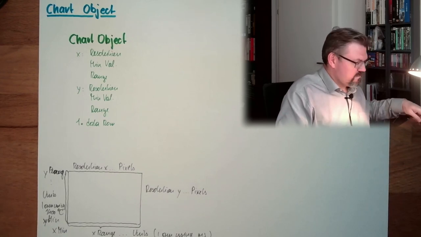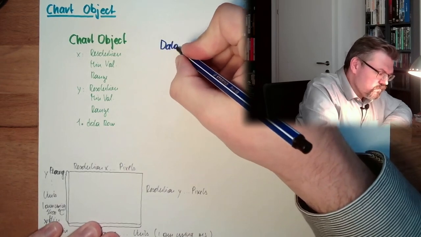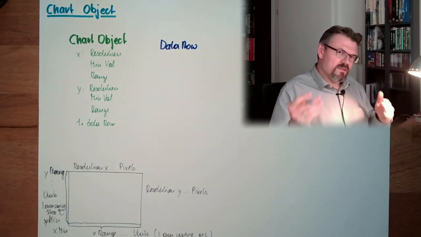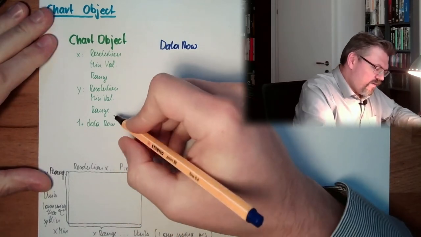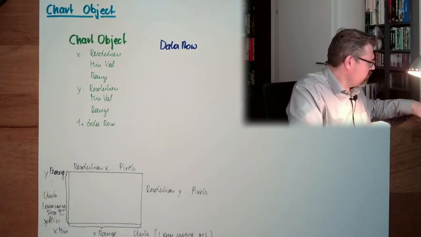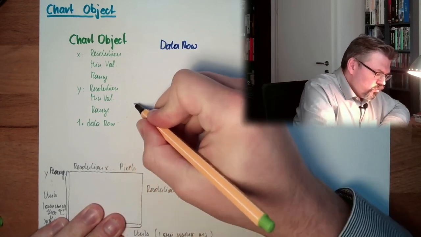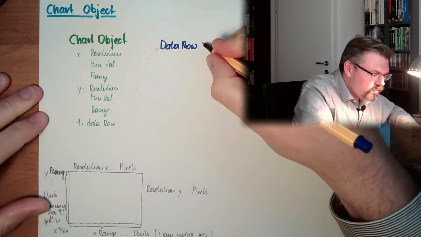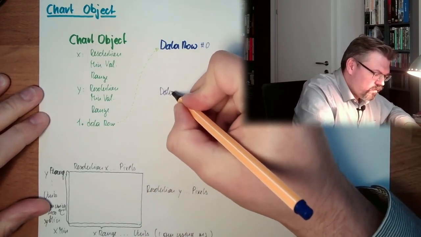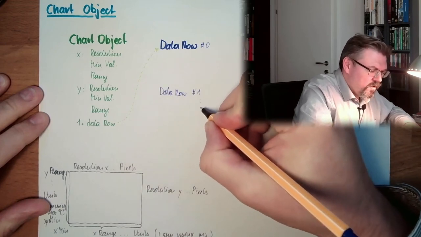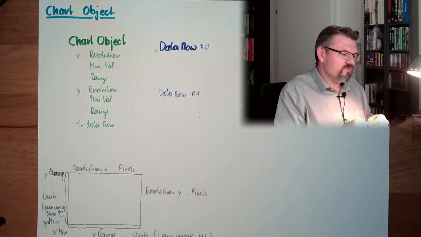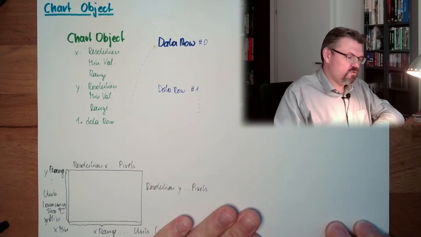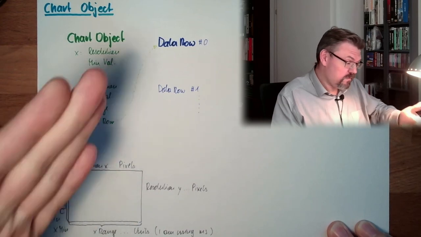I have a data row object, and this data row object has pointers to the previous and the next data row. So there's a pointer here, pointing to here. Data row number zero, there might be data row number one, and so on, one, two, three. Those data rows are just there to be the header, to represent the whole row of data. So I'm using temperature 0, 1, 2, 3. These are the data rows.